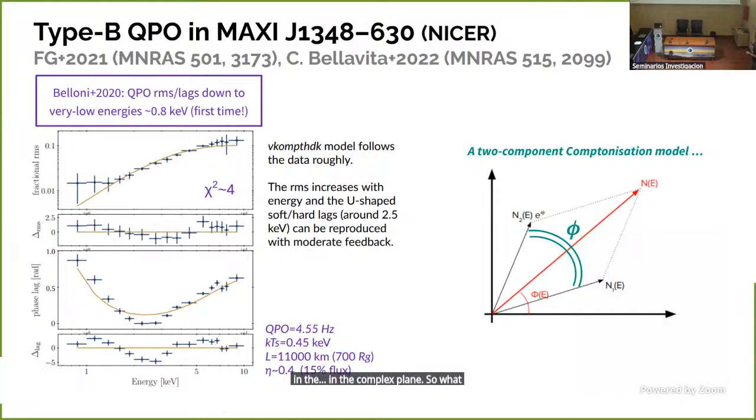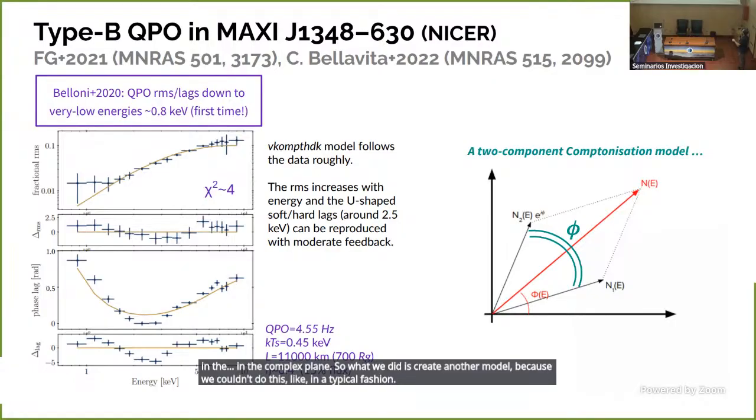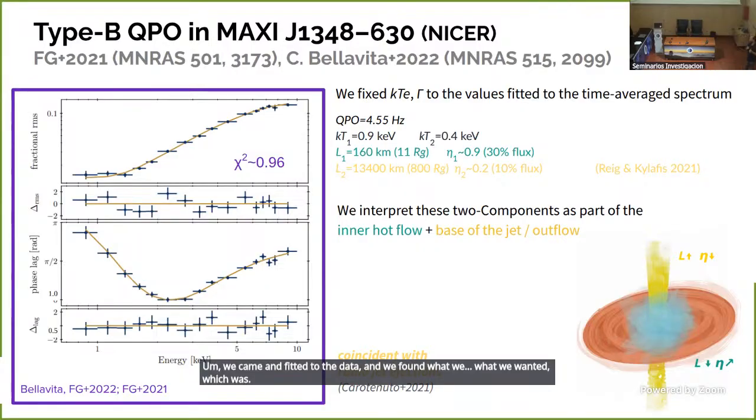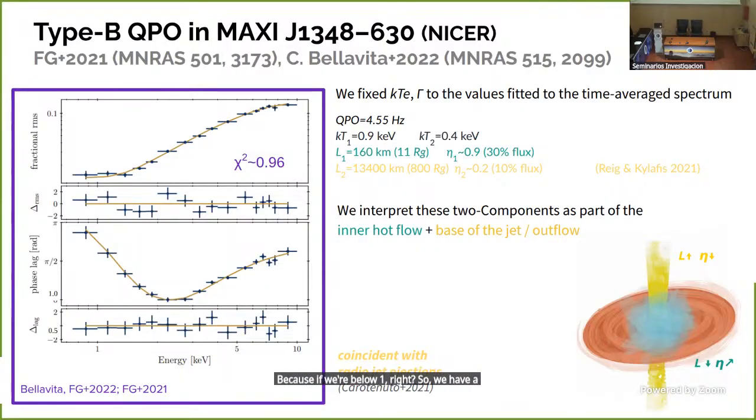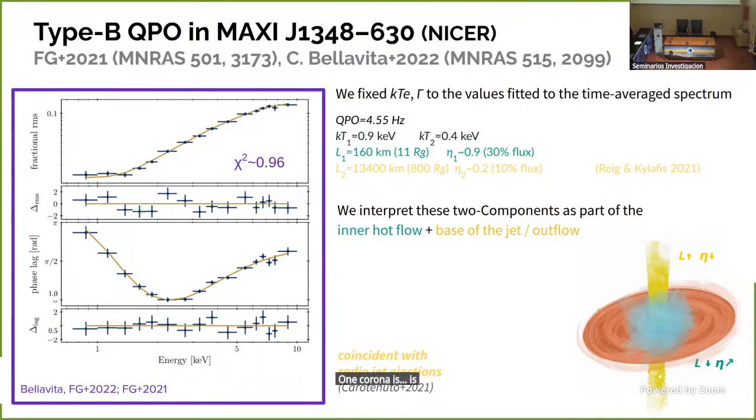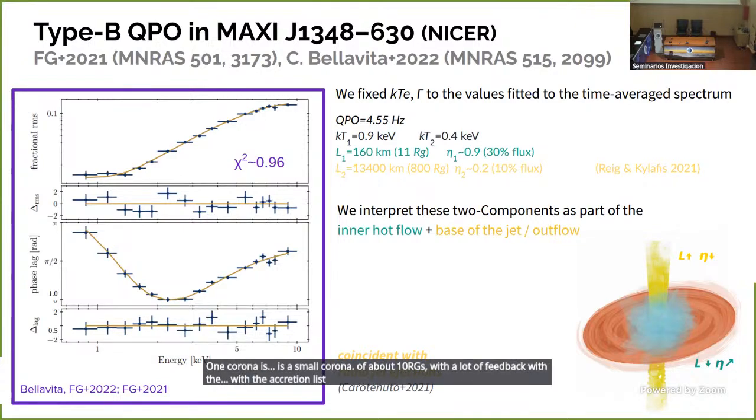So what we did is create another model, because we couldn't do this in a typical fashion, which is a model which adds the 2 corona components. And we fitted it to the data, and we found what we wanted, which was a chi-square below 1, right? So we have a very good description now of the data, of the QPO. But for this, we needed 2 coronas. One corona is a small corona of about 10 Rg with a lot of feedback with the accretion disk, and another corona which is very elongated with very low feedback.